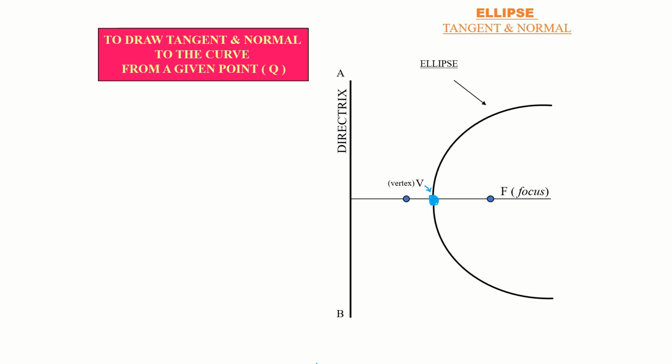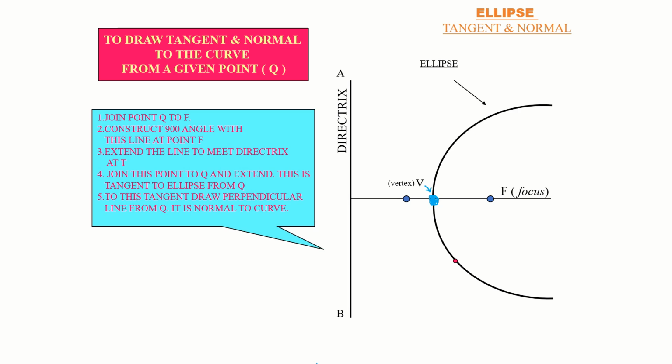A tangent is a line passing through a point on the curve. It should not intersect the curve, right? So take that point. I've taken this point through which our tangent and normal will pass. So the point Q is the point through which tangent and normal will pass.